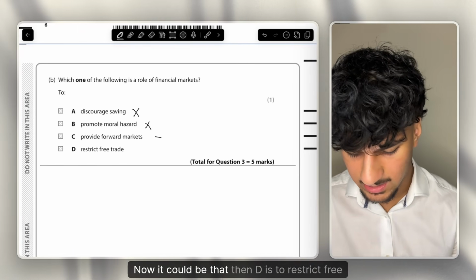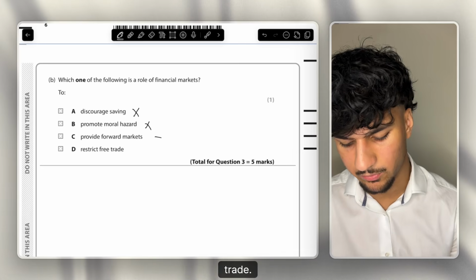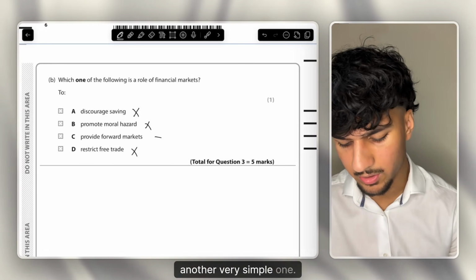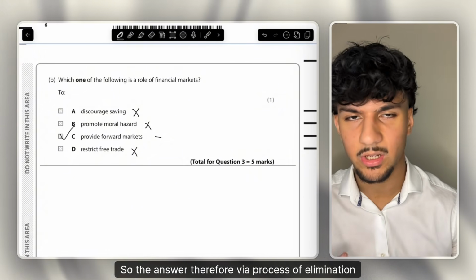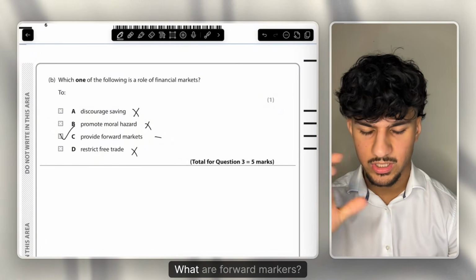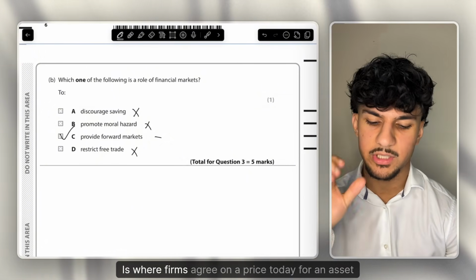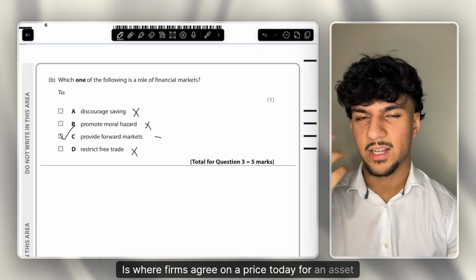Now, it could be that. And then D is to restrict free trade. Of course, that's another very simple one. Of course, that is not true. So the answer, therefore, via process of elimination, would be C. And a quick bit of revision, what are forward markets? It's where firms agree on a price today for an asset in the future.